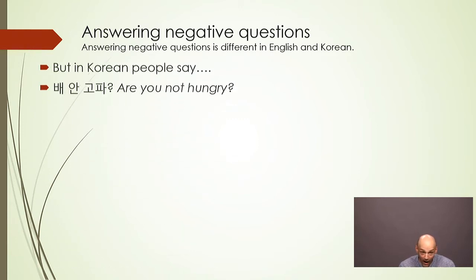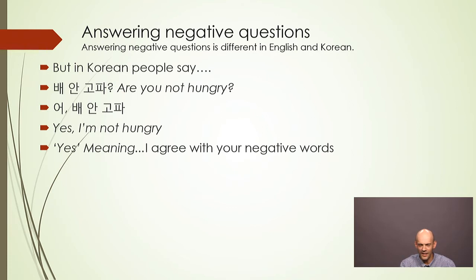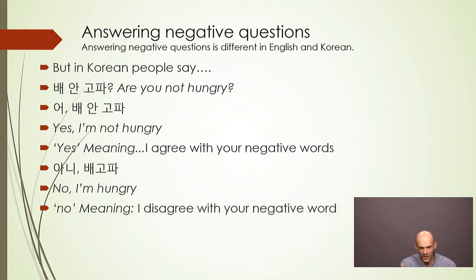배 안 고파? 네, 배 안 고파. So here's agreement. Yes, I'm not hungry. So here the yes is agreeing with the negativeness of the sentence. But if you were to say 배 안 고파? 아니, 배고파. Here you're contradicting. So no, I'm hungry. It sounds a bit strange in English, but here you're contradicting, you're disagreeing with the negative words of the question.